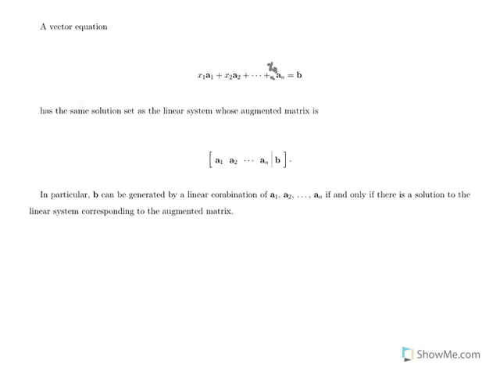And one last thing, in particular, b can be generated by a linear combination of those vectors if and only if there is a solution to the linear system corresponding to the augmented matrix. That means that the linear system is consistent. It has a solution.